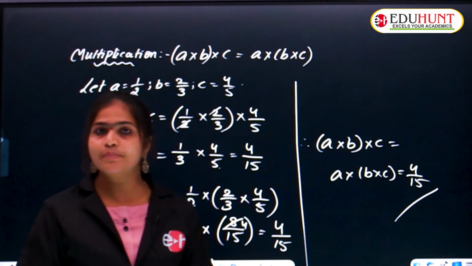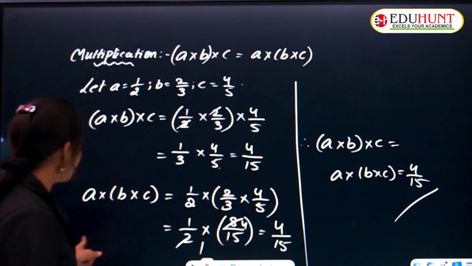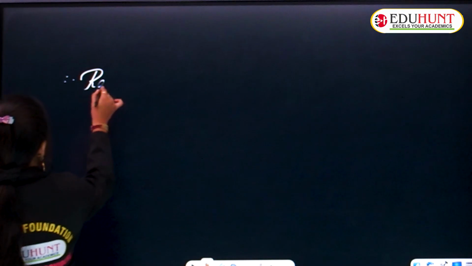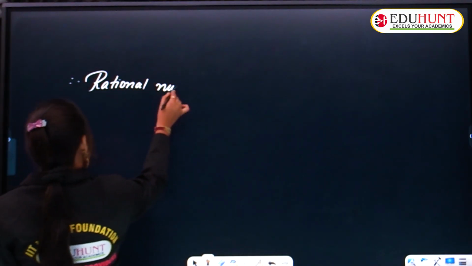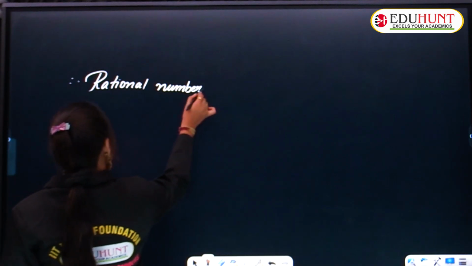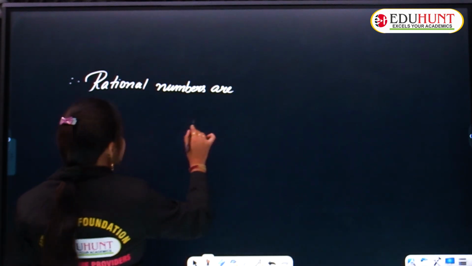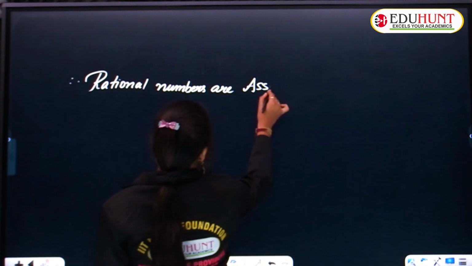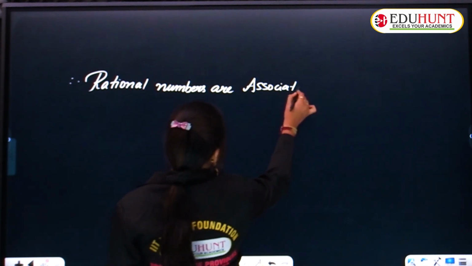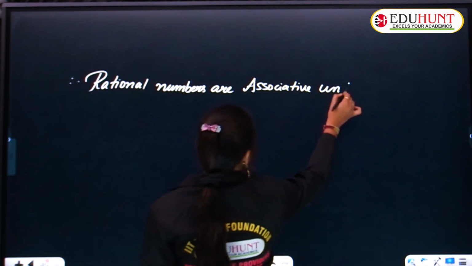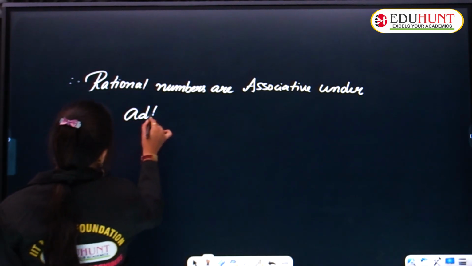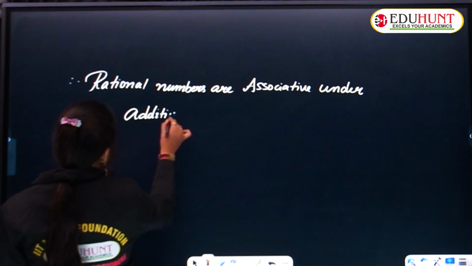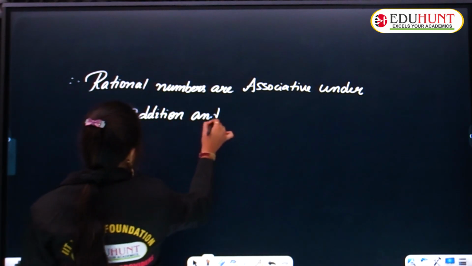Finally, what is the statement related to the associative property here? That is, rational numbers are associative under addition and multiplication.